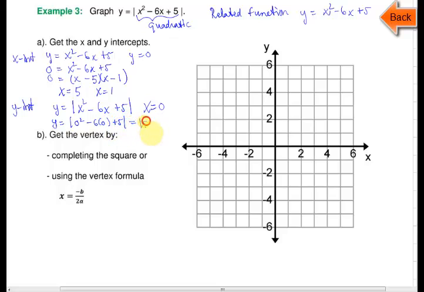And we get the absolute value of 5, which is 5. Okay, so we have x-intercepts, one at x is 5, so 5 and 0, and one at x is 1, which is 1 and 0, and we have a y-intercept at 5, which is 0 and 5.